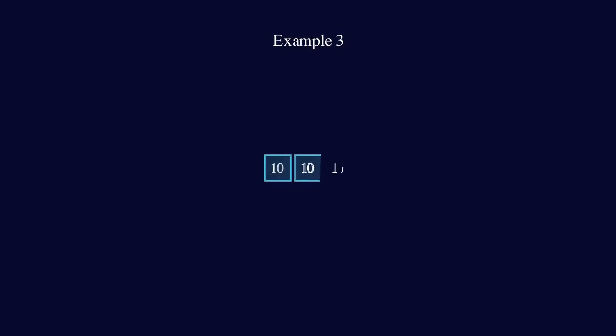Example 3, the array is 10, 10, 10. All numbers are equal, so there's only one unique value. That means there is no second largest distinct number. In this case, we return -1. Output is -1 because a second largest doesn't exist here.